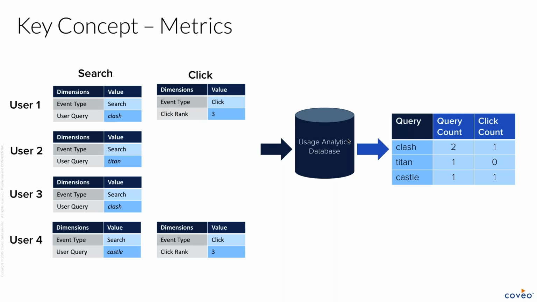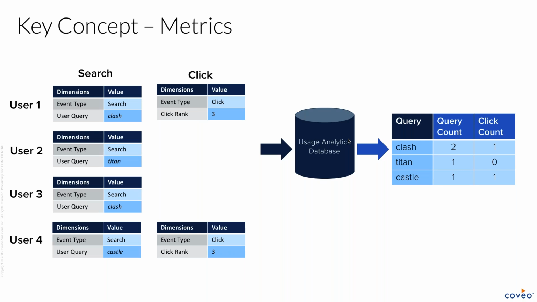And this is what we mean by the query count. On the other side, we have click count. So how many times did the query Clash lead to a click? Once, with user 1. And how many times did the query Castle lead to a click? It happened once, with user 4. So this is the relationship between metrics and dimension, and I hope you're starting to see why dimension is what you're building your reports on.